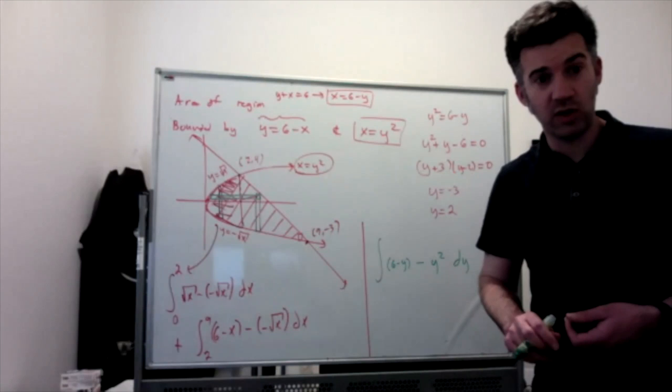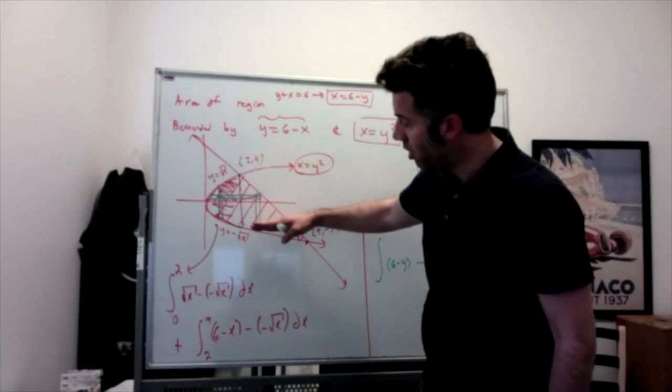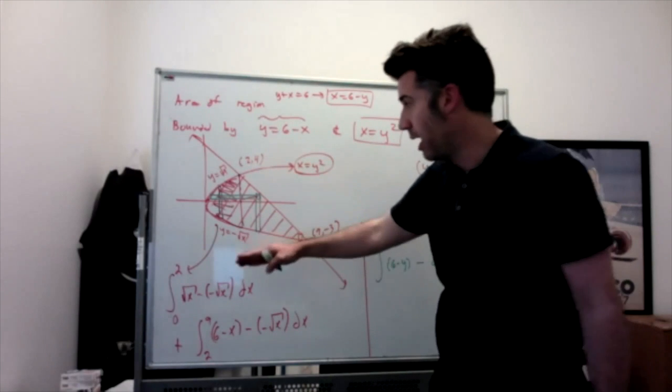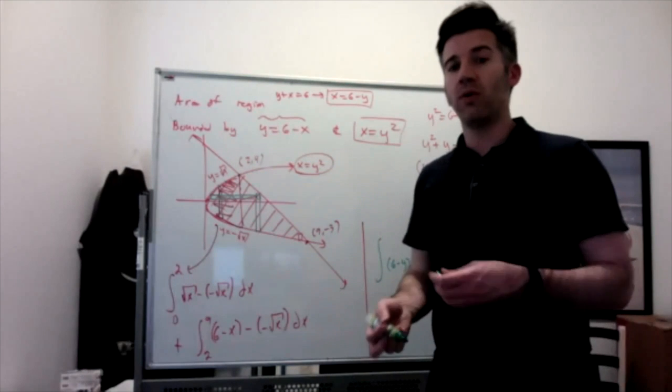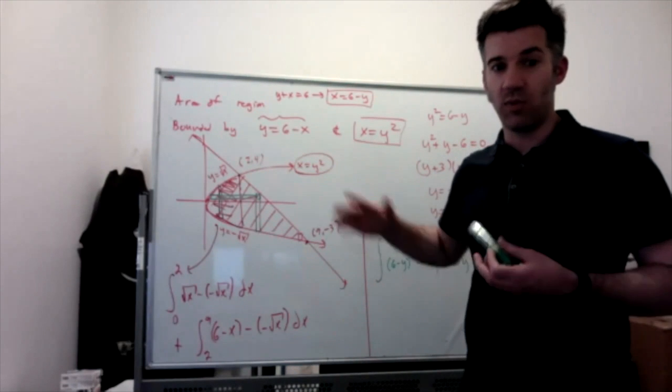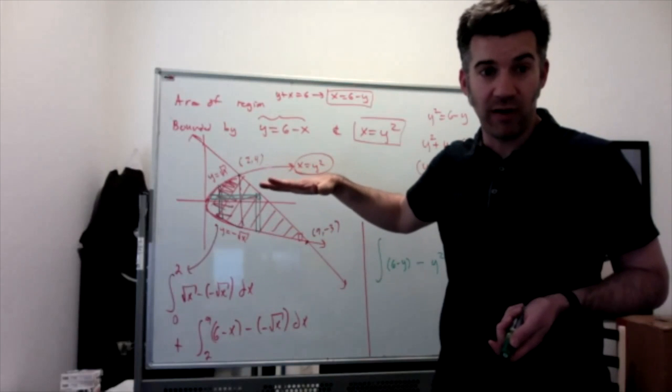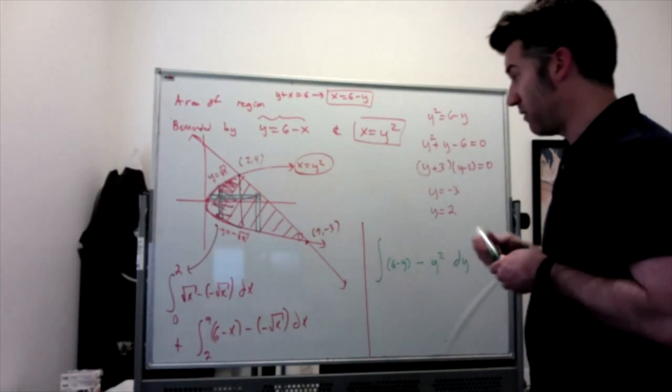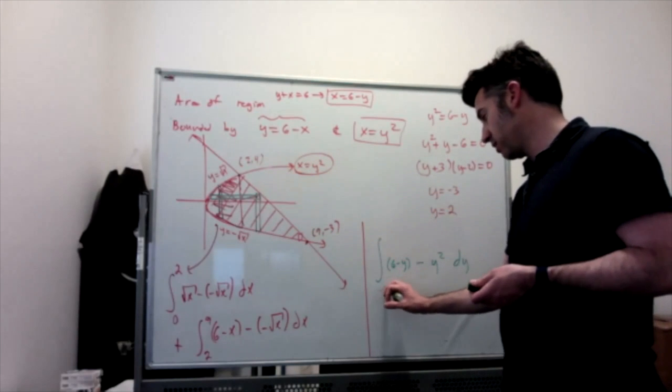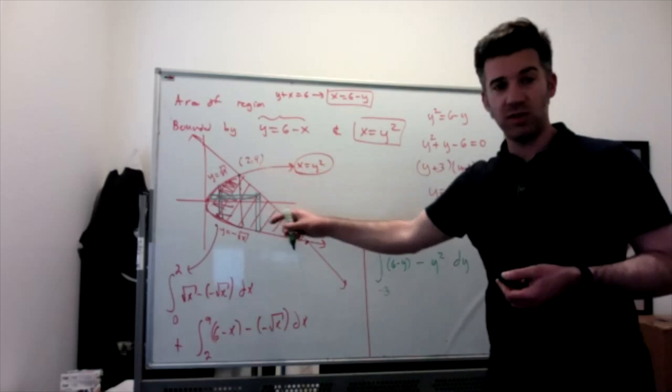And the limits of integration are how low can your rectangles go? How high can your rectangles go? Or another way you could ask is, what's the lowest y value in your region? What's the highest y value in your region? The lowest y value in my region is -3. The highest y value in my region is +4.